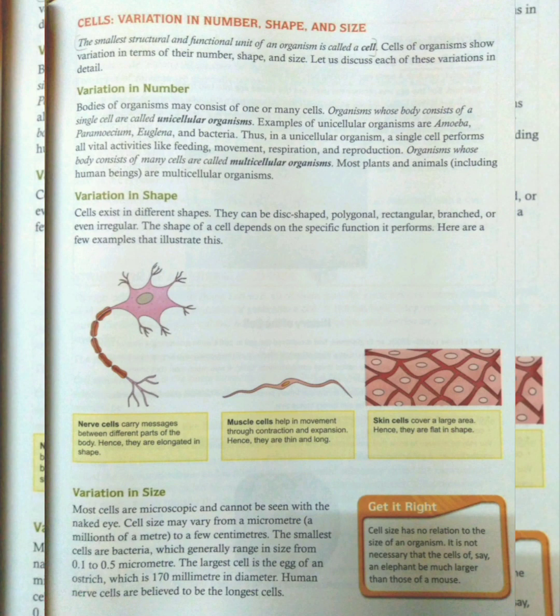Now we come to different shapes. There are many shapes of cells. It can be disc-shaped, polygonal, rectangular, branched or even irregular. The shape of the cell depends on the function that it has to perform. For example, if it is a nerve cell, look at the diagram. It has to carry messages between different parts of the body, so it is elongated in shape. A muscle cell is responsible for carrying out movement by contraction and expansion, so it is thin and long. Skin cells cover a large area, so they are flat and expanded.